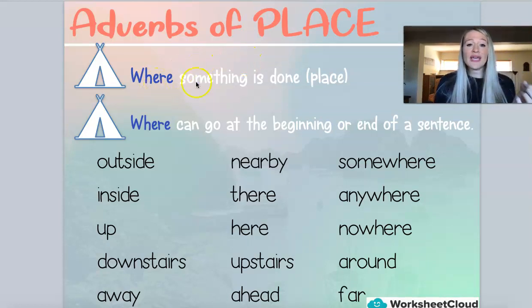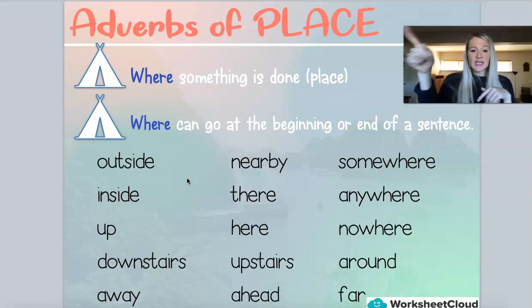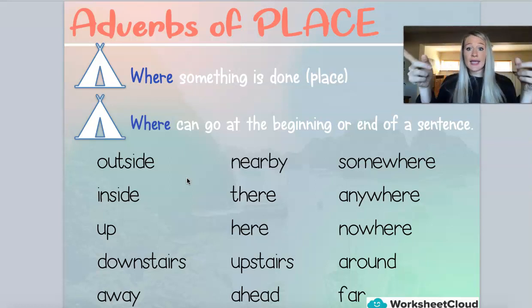Okay, so where something is done, where it is placed. Where can again go at the beginning or the end of the sentence. So it doesn't really matter where it goes. It all depends on the verb and it depends on the structure of the sentence. So some examples of adverb of place would be outside, inside, up, downstairs, away, nearby, there, here, upstairs, ahead, somewhere, anywhere, nowhere, around, far. So those are some examples of adverbs of place.